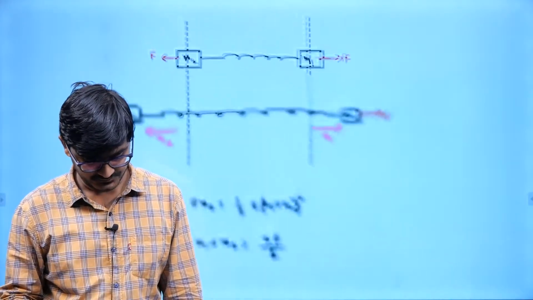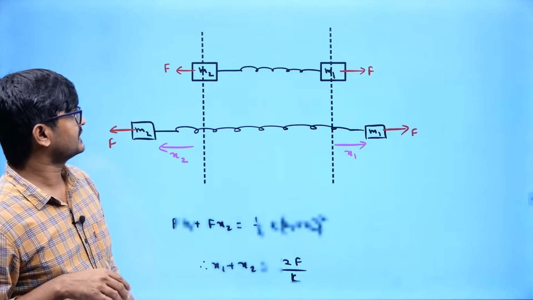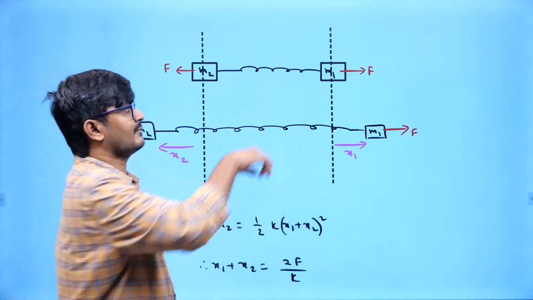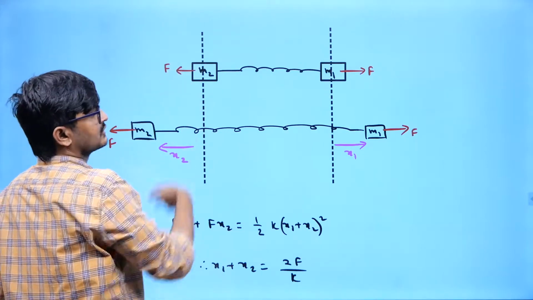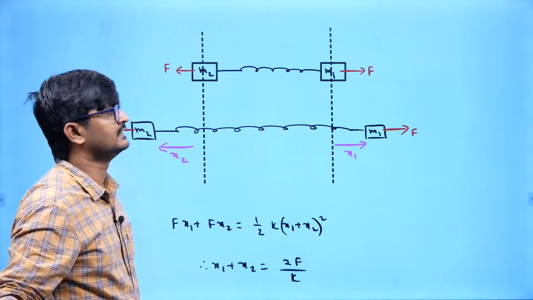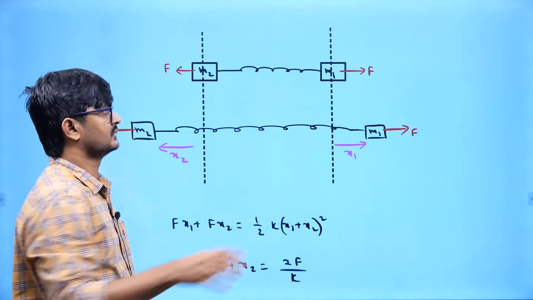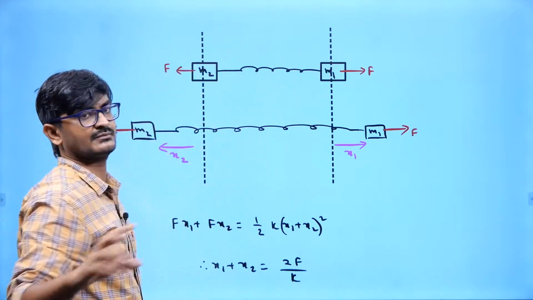Right, so we'll be looking at this question. There are two blocks M1 and M2. I am applying some force F and the same amount of force in the opposite direction here. So what is the net force on the system? Net force on the system is 0, so the center of mass won't be moving. Though this mass can move, the center of mass won't be moving.